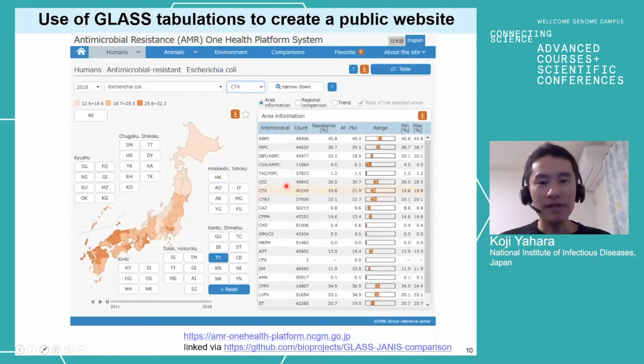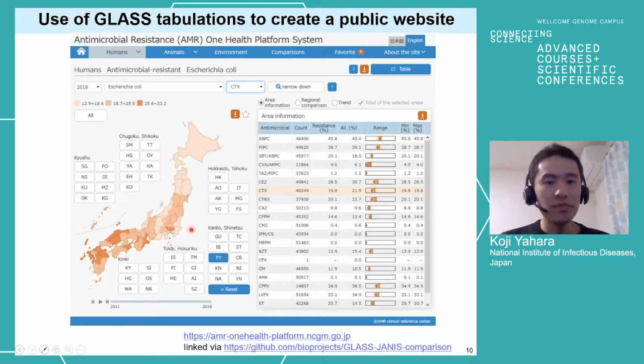Furthermore, we have tabulated the data from 2011 to 2017 for each prefecture using the de-duplication method from GLASS. The data are publicly available and were incorporated into the One Health platform website, in which each antibiotic can be individually evaluated for its geographical distribution regarding percentage of resistance among the prefectures and its annual trend.